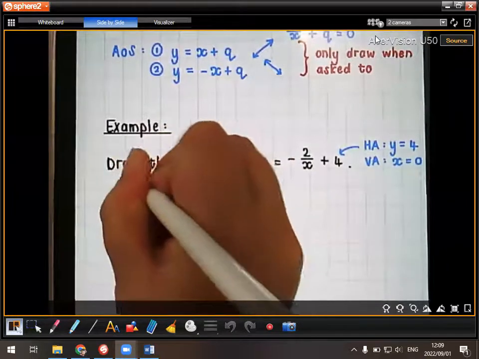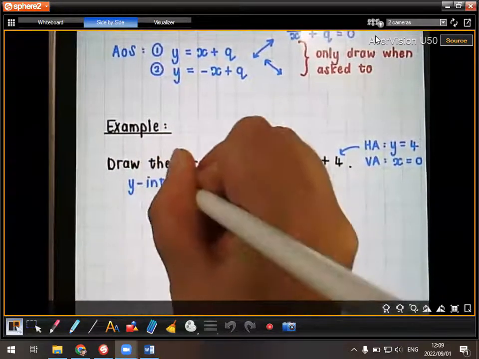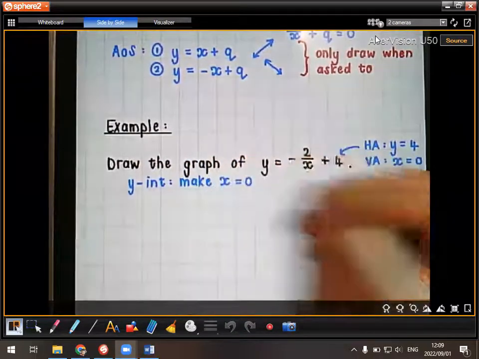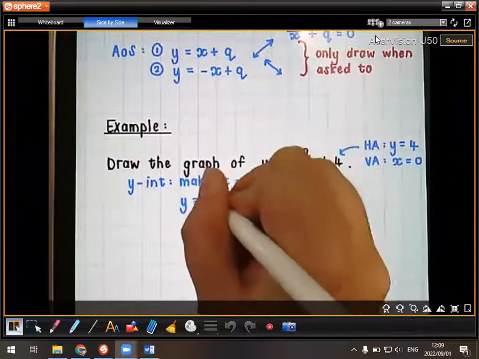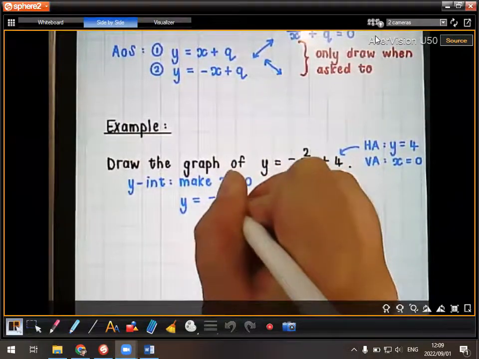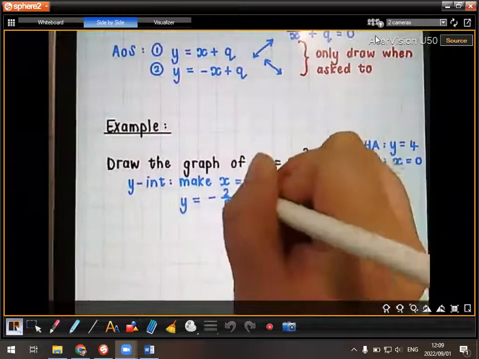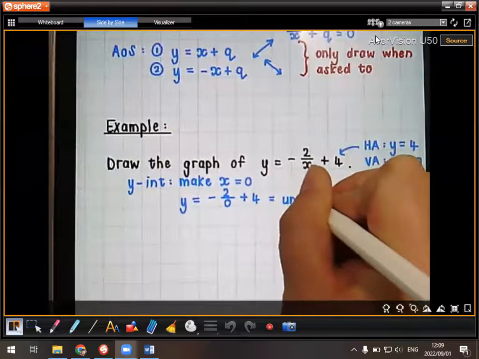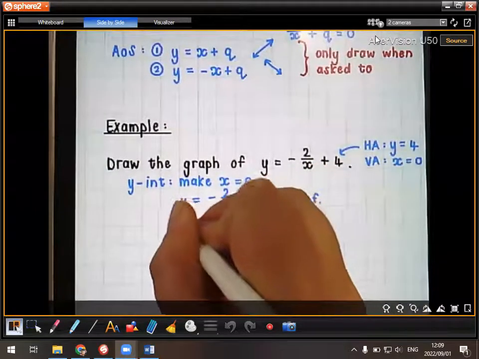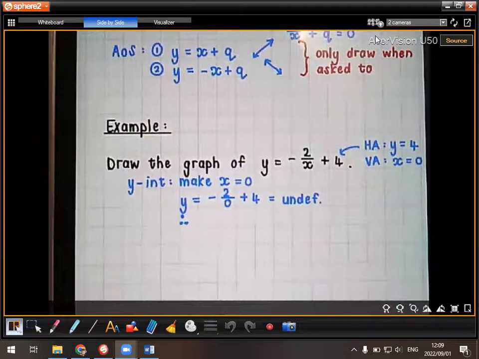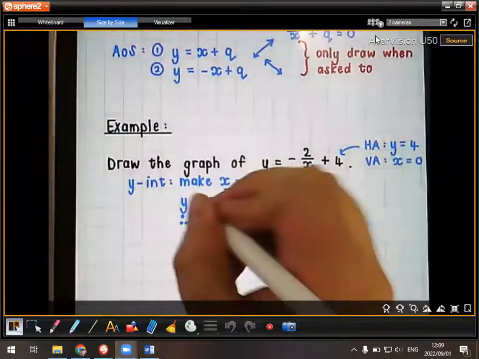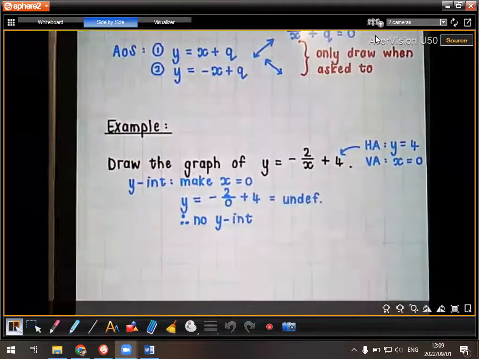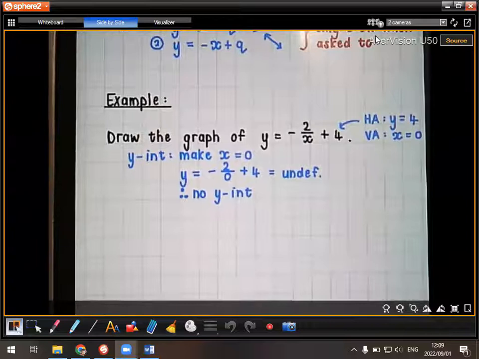What do we do to find the y-intercept? We would make x equal to 0, right? So in my equation, I have y equals negative 2 over x, over 0. Oh dear, can I do that? No, hey? That is undefined. You don't have to do this. I'm just saying, if you forget that you're not going to have a y-intercept and you try and calculate it, then this is what would happen. If you can't calculate the y-intercept, then there is no y-intercept.